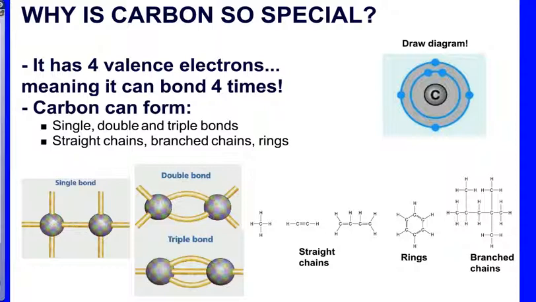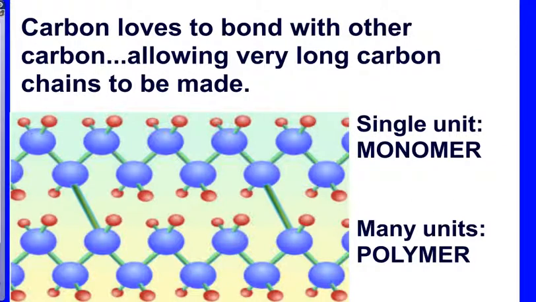Now, because carbon likes to bond with other carbons, this gives it the ability to form these very long carbon molecules. Simple carbon molecules are called monomers, and they're like single units. And then we can also make what are called polymers, which are very large molecules, meaning many units.